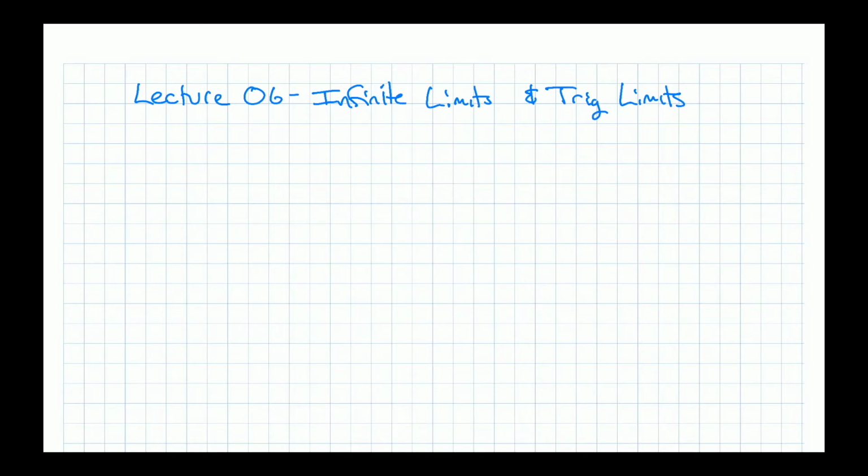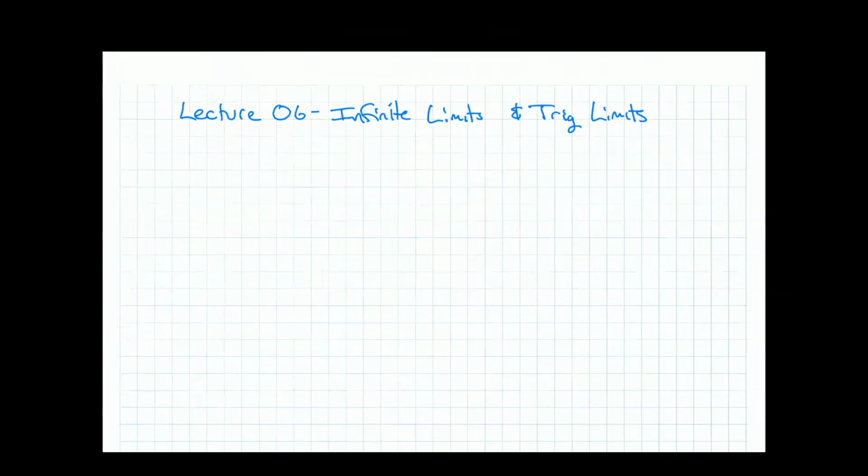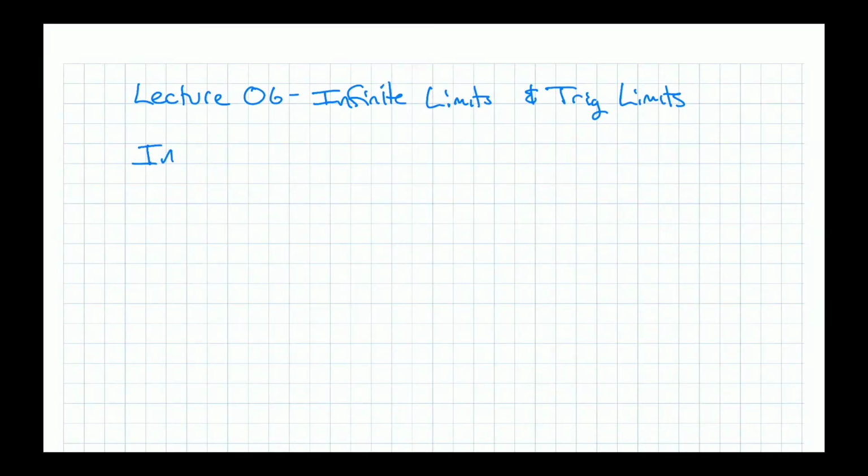You'll probably just want to have a scientific calculator handy. If not, you can use a computer. And even then, you don't even really need a computer. You can do it all by hand. So let's go ahead and get started. What we're going to look at first is infinite limits.